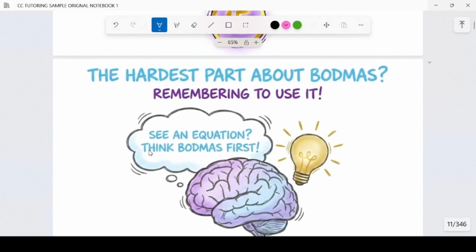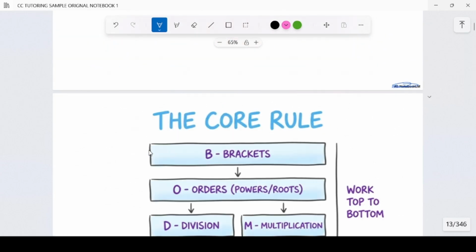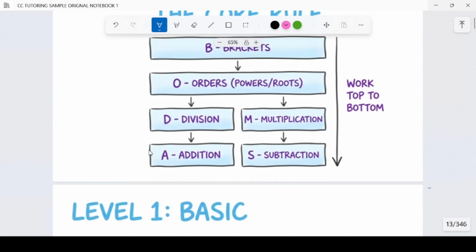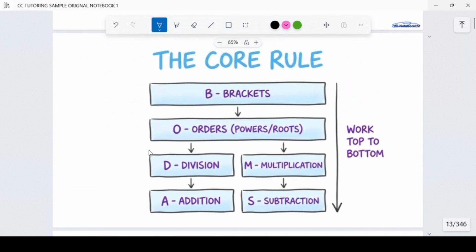Now again, the hardest part, some equations. So the core rule, first of all, if you see brackets, this is the round bracket, this is the square bracket, and this is the curly bracket. If you see a bracket that is round, you'll solve the round bracket first. If you see a square bracket, then after the round bracket, you solve the square bracket. After that, you solve the curly bracket. Let me just give you an example.